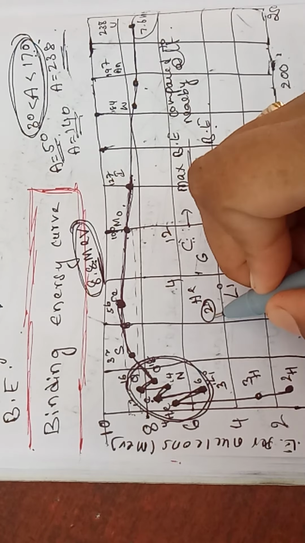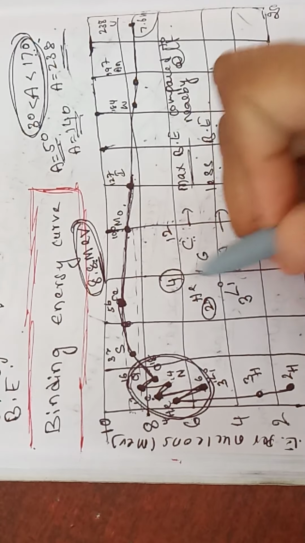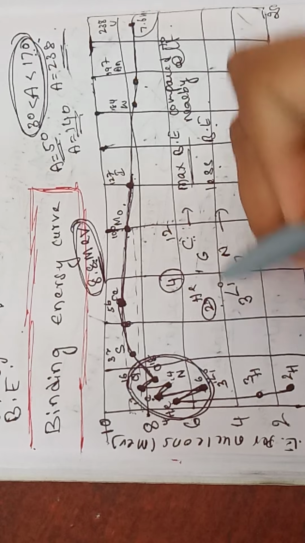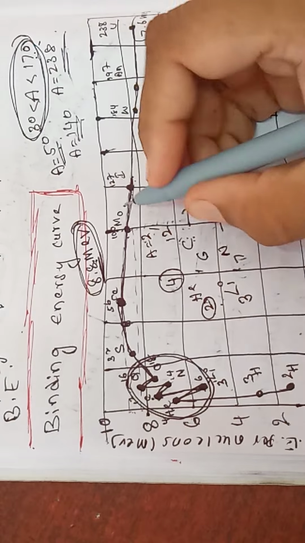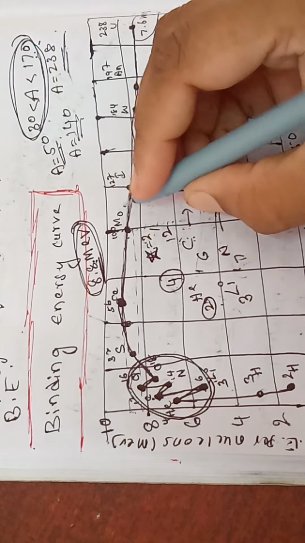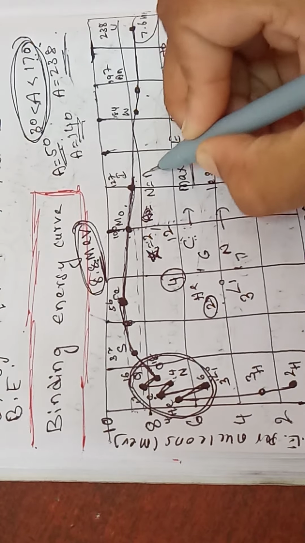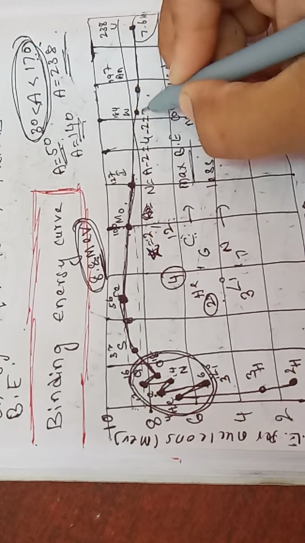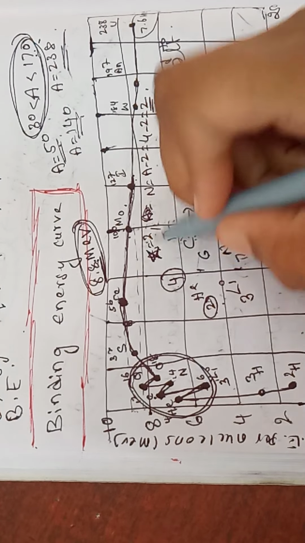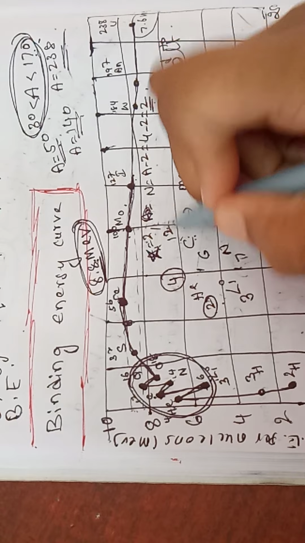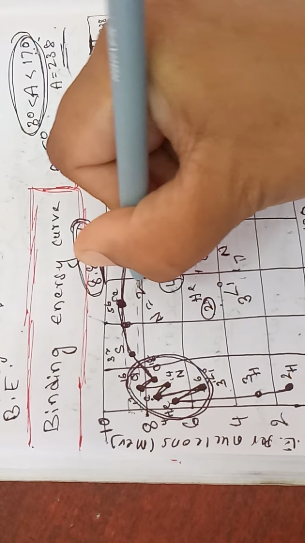So here if we observe, the atomic number and number of neutrons are same. Atomic number is 2. Sorry, Z. Atomic number is 2. And the number of neutrons, A minus Z, 4 minus 2, is 2. So number of neutrons is equal to number of protons. Means binding energy is maximum for those elements in which number of neutrons is equal to number of protons.